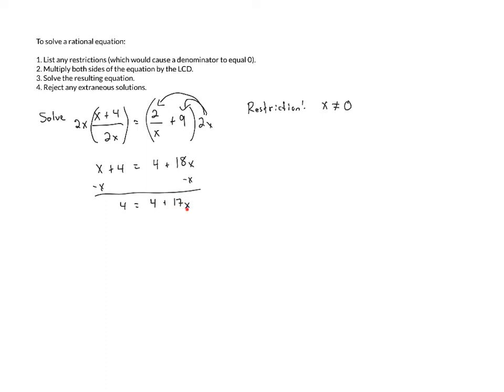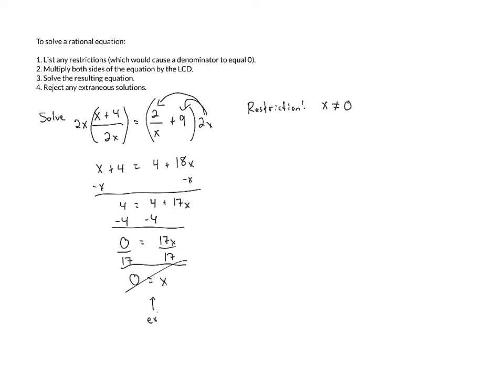Now, we want to get this x term alone, so we've got to get rid of the 4. We subtract 4 from both sides, giving us 0 = 17x. And if we divide by 17, we end up with 0 = x. Unfortunately, this is not allowed because we have a restriction. x is not allowed to be 0. This isn't a real solution because if we tried plugging it in, we would end up dividing by 0, which isn't allowed. So we throw it away because it's extraneous.